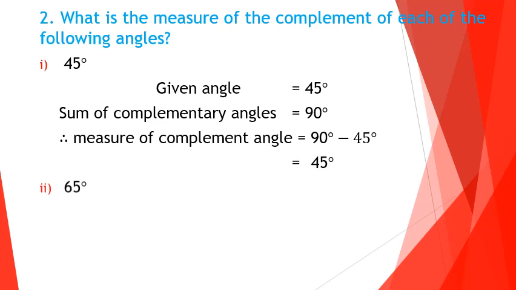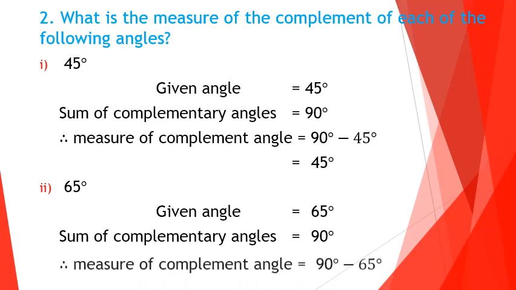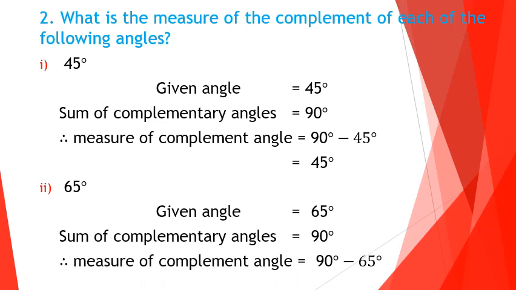Our next question, given angle is 65 degree. What is the sum of complementary angles? Yes, it is 90 degree. Therefore, the measure of the complement angle equal to 90 minus the given angle 65 equal to 25 degree.